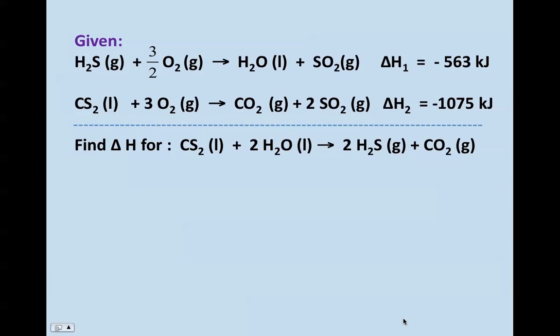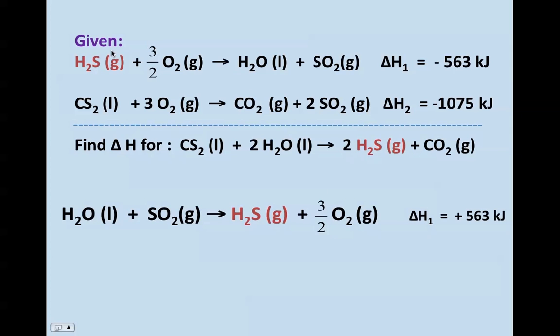All right, here is our other example. We're working with our two given equations again. It could be 2, 3, or 4, depending on what's provided to you. But this is our kind of goal, our target equation, and figuring out its heat of reaction. So again, I'm going to be starting with looking at my products and manipulating these formulas based on that. So I have H2S.